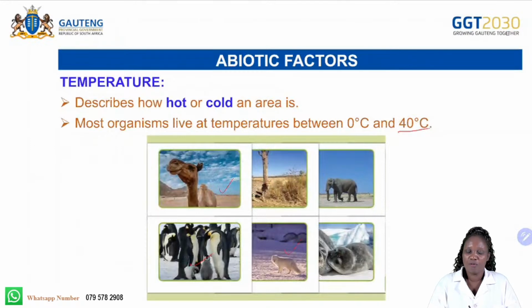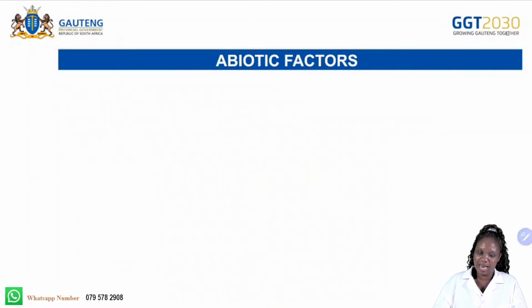All right, we've got water species. Then we know they can survive in water. We've got the camels. We know they can survive in a desert, right? We've got the polar bears. Then we know they can survive in very cold conditions. Okay, these are some of the animals.